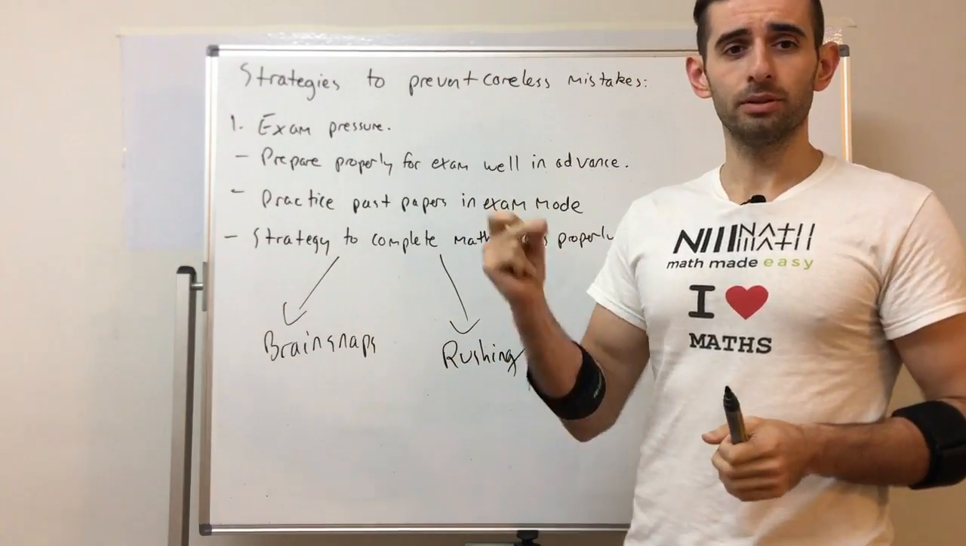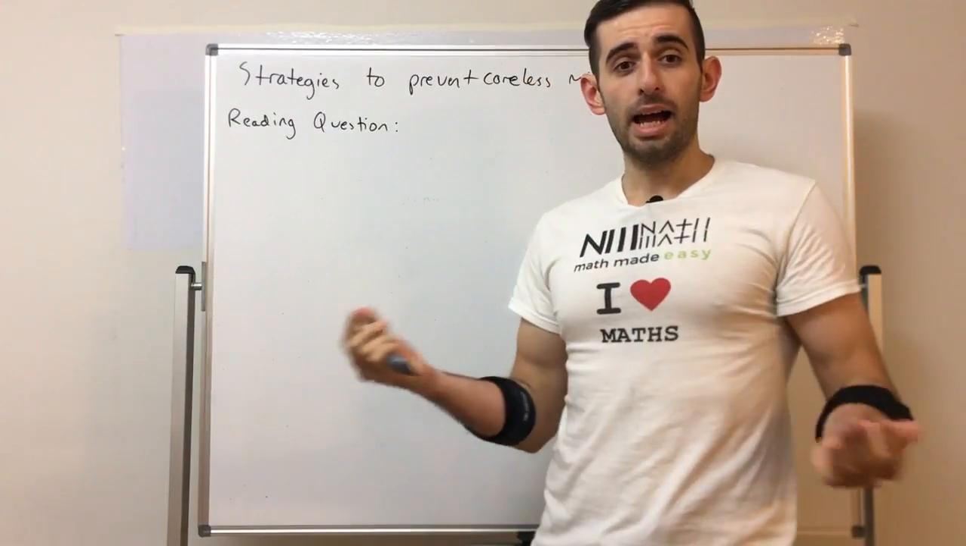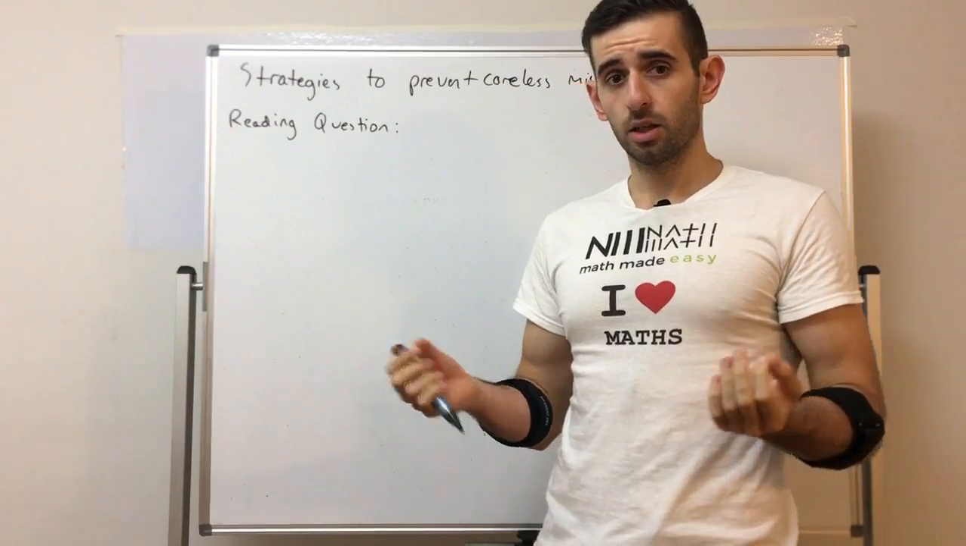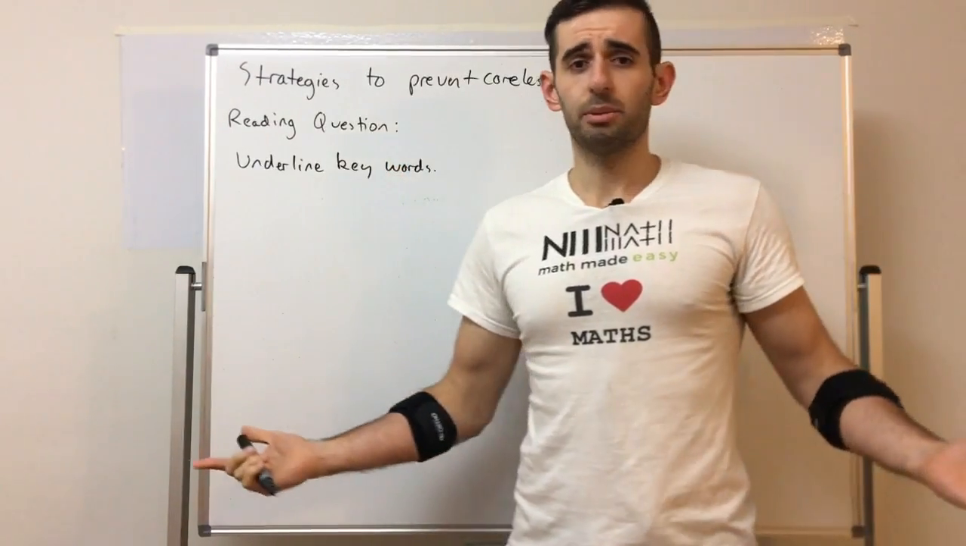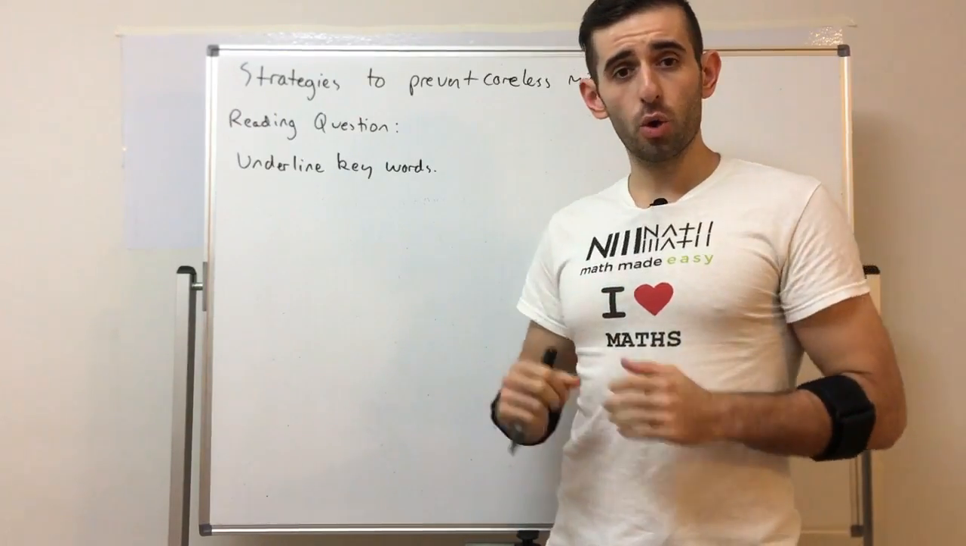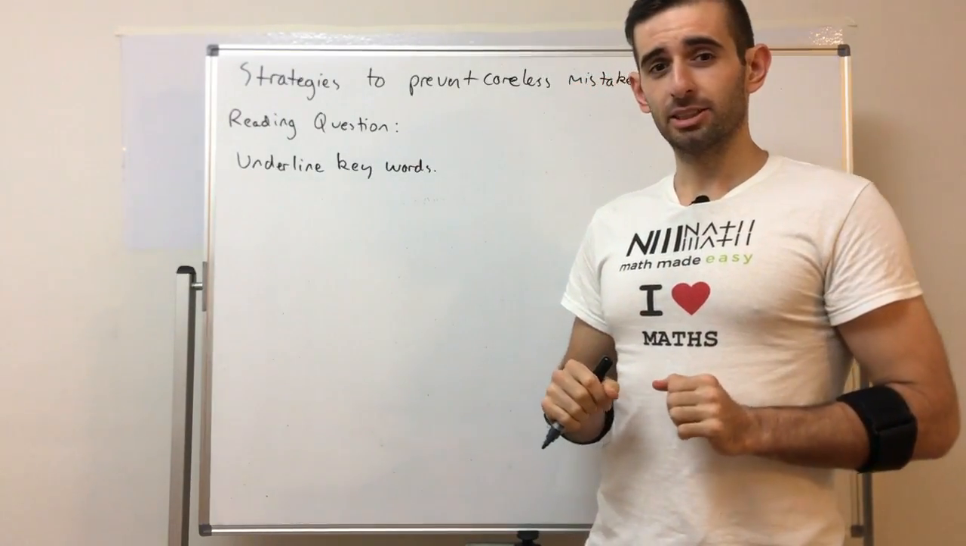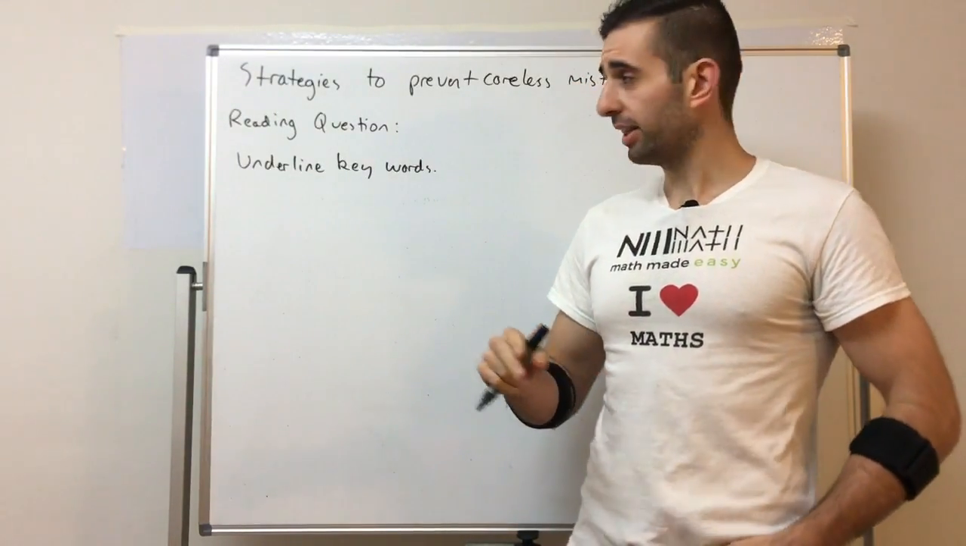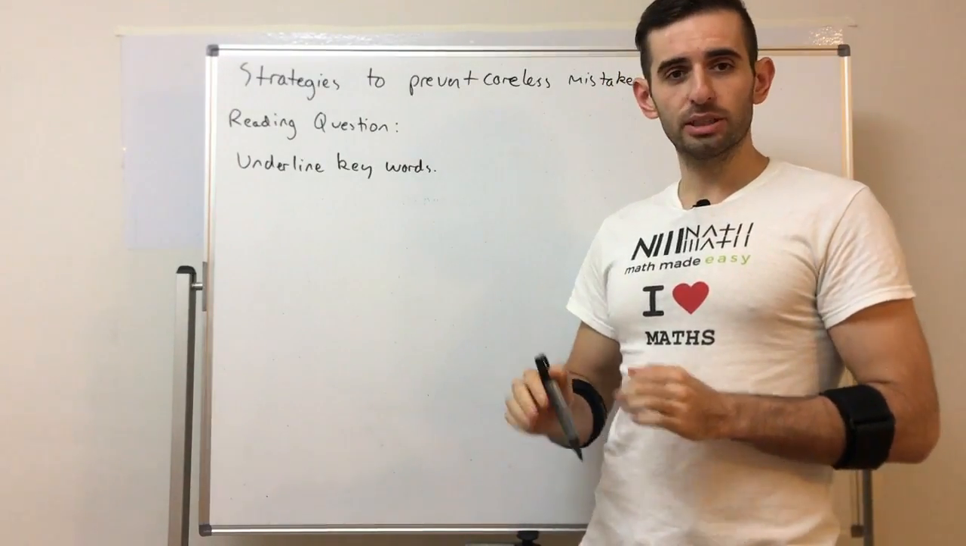So let's clean the whiteboard. When it comes to reading the question, how do we make sure we read it properly? Well, just underline the key words. Just go through the question, underline those key words. That way you know what you have to do in that question. So instead of just reading that question really fast, get your pen, underline those keywords, and you know what to do.